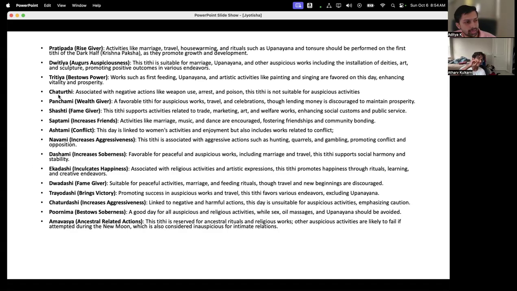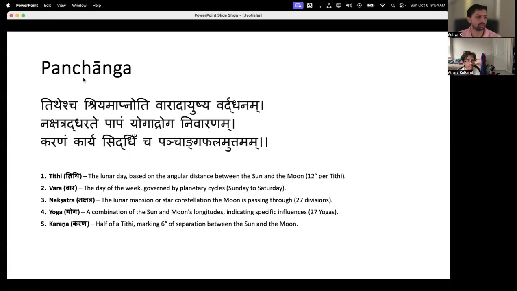So each tithi has its character, just like each day has its character. That is one of the reasons why they say that knowing the Panchanga is beneficial. That is about tithis. Then Vara. Vara we all know: Sunday, Monday, Tuesday, Wednesday, Thursday, Friday. Can anybody give me their names in Sanskritam?